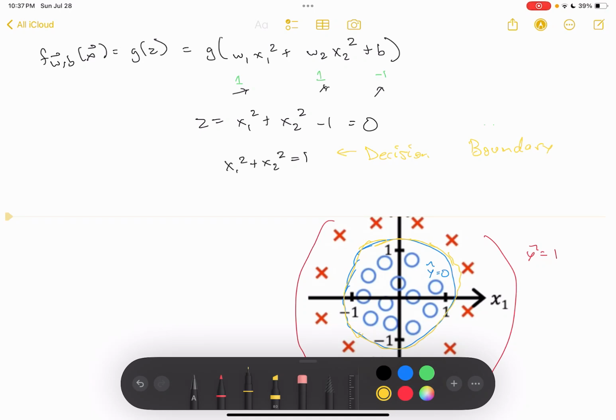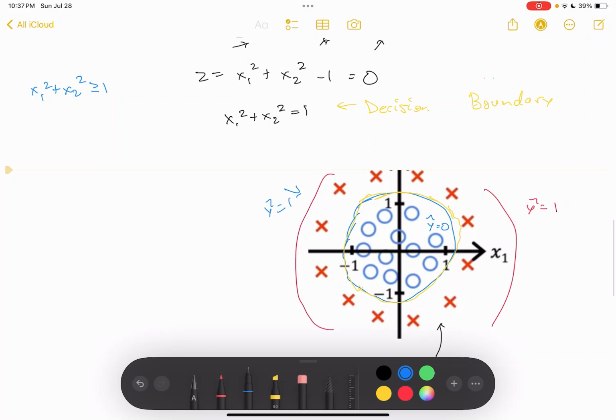Okay, so we can see that it's done a pretty good job of dividing our data. And we can say that if x1 squared plus x2 squared is greater than or equal to 1, it'll predict a value of 1. Or, in contrast, if x1 squared plus x2 squared is less than 1, then we'll give it a y hat value of 0 on the inside over here.